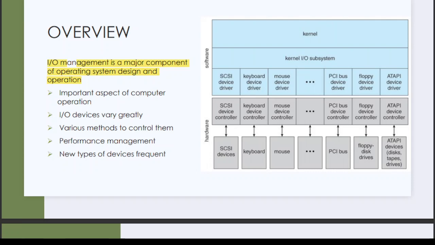IO devices vary very greatly. There are various methods to control them, as we can control IO devices by using buttons, mouses, and touches. New types of devices are very frequently introduced, like SCSI devices, keyboard, mouse, PCI bus, floppy disk drives, ATI. All of these are IO devices because we take input from or give output to these devices.